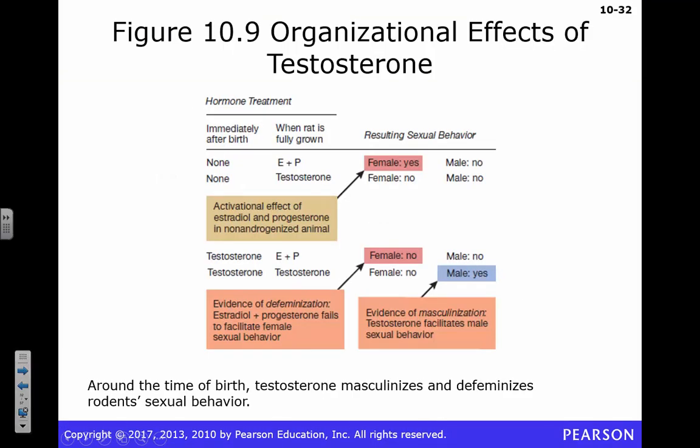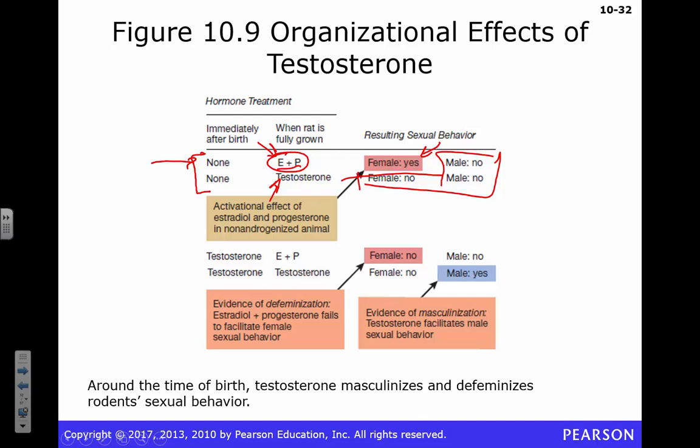So, for example, in this case, immediately after birth, these rodents were not exposed to any hormones at all. Later, they were given either testosterone or estrogens, that's estradiol and progesterone. If they were female, and later in life they were exposed to estrogens, they would start exhibiting female sexual behavior. None of the other categories would exhibit any sort of sexual behavior.